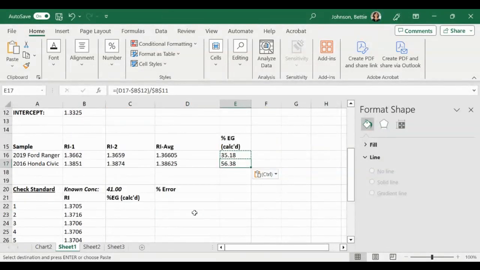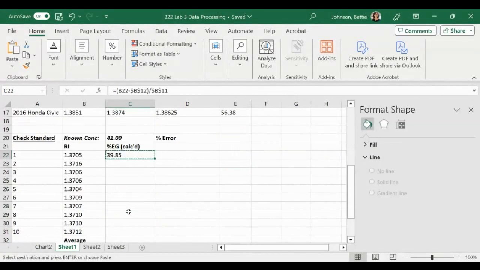Next, we're going to use that same formula to calculate the measured percent ethylene glycol in the check or reference standard that we ran. So I'm going to copy the formula, and then I'm going to come down here and paste it. For the check standard that we ran, the first run, we got 39.85% ethylene glycol, and that standard was prepared to contain 41% ethylene glycol. So a little bit off there.